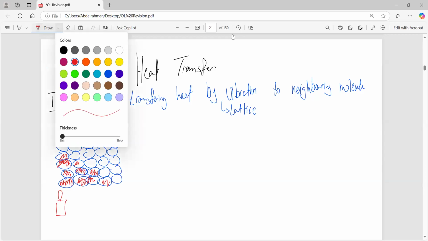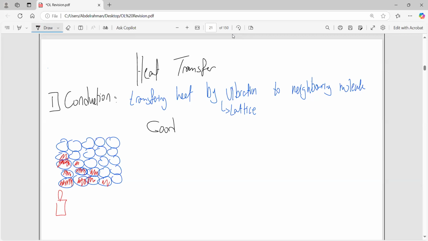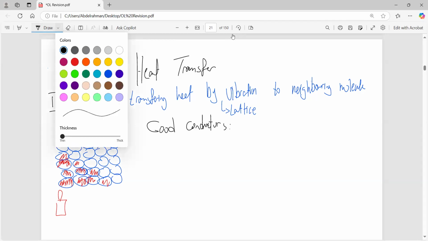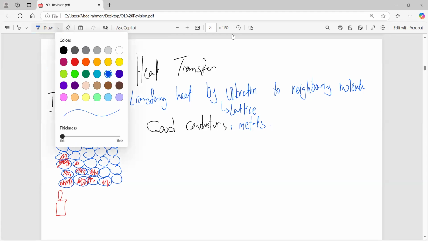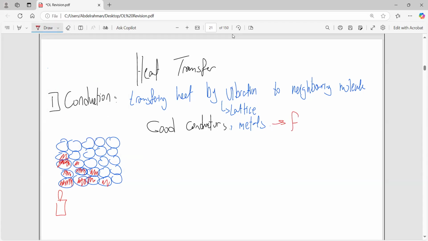Good conductors are metals. So we have good conductors and poor conductors. Why are good conductors good conductors? Why do they conduct heat quickly? Because they have free moving electrons. Let's write down first of all what the good conductors are. We know that the good conductors are the metals. And then the second question is, why are metals good conductors of heat? Because they have free moving electrons.